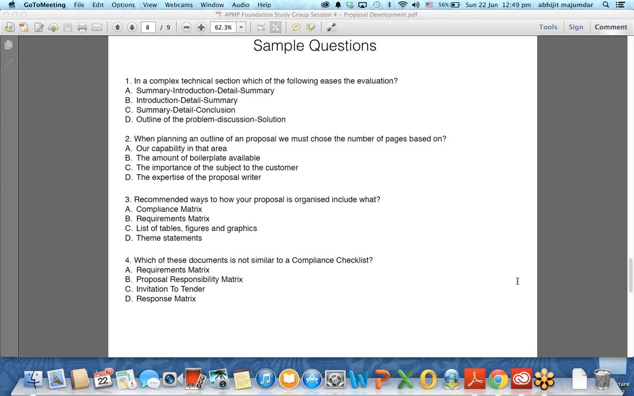So your proposal outline helps in your vertical review, whereas your storyboard helps in your horizontal review of the proposal. And keep this in mind, that to do a horizontal review and a vertical review, first do the vertical review and then do the horizontal review.